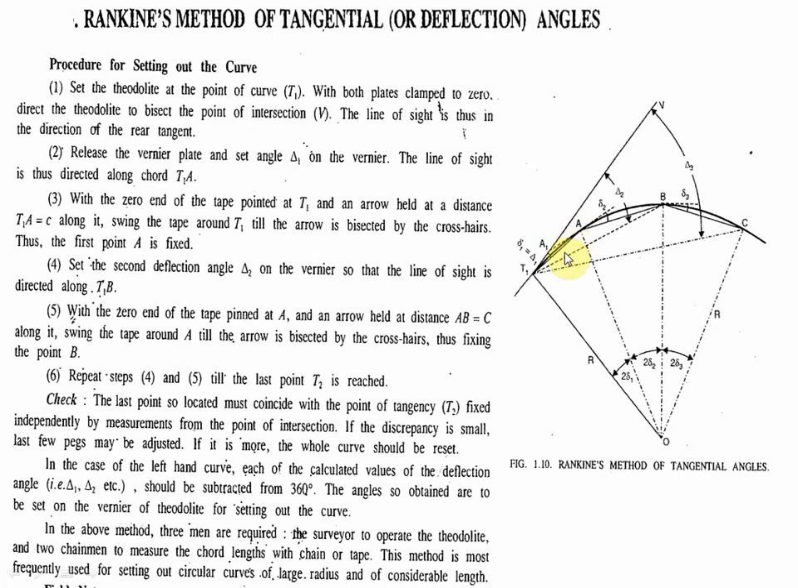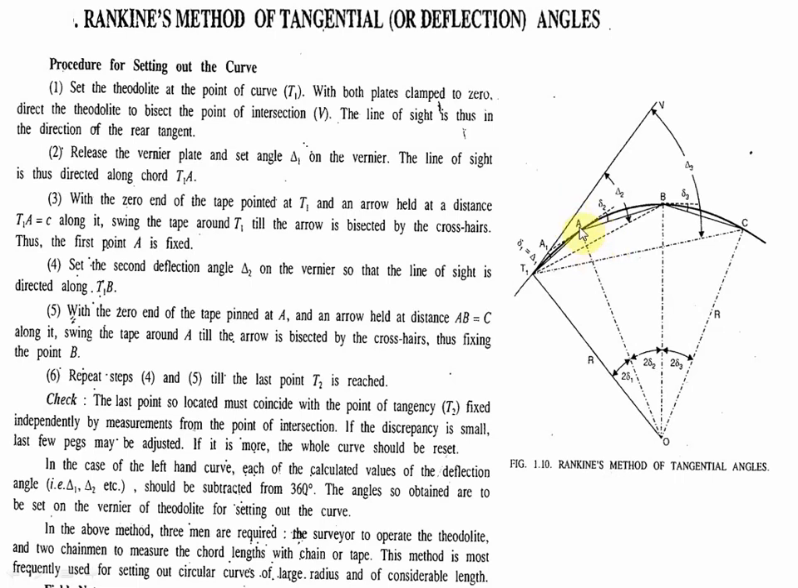With the 0 end of the tape pointed at T1 and the arrowhead held at the distance T1A, that is the first chord length, swing the tape around T1 till the arrow is bisected by the crosshairs. Thus we get the point A.